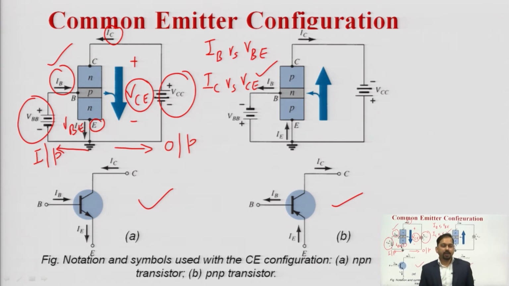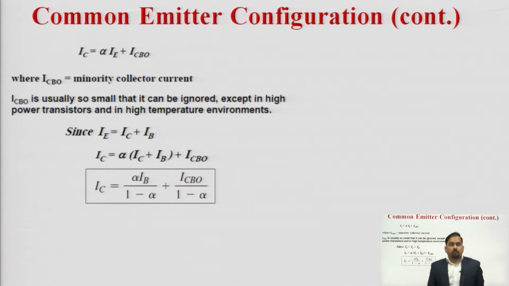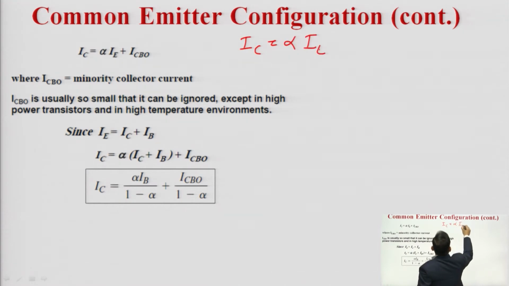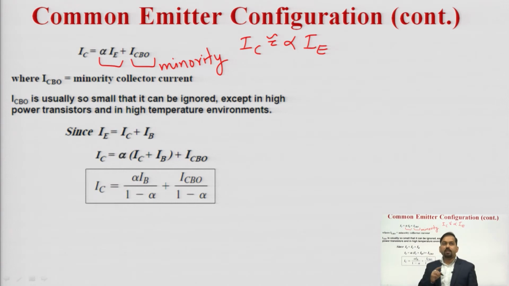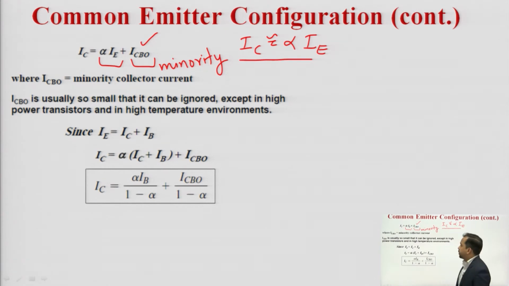What is the effect on the output characteristics of a common emitter configuration? We have seen in the last lecture that IC equals alpha times IE plus ICBO. This ICBO is due to the minority charge carriers, and the alpha IE term is due to the majority charge carriers. If we assume that the minority current is very small, then we can neglect this term and we are left with IC nearly equals alpha IE, which was corresponding to the common base configuration.